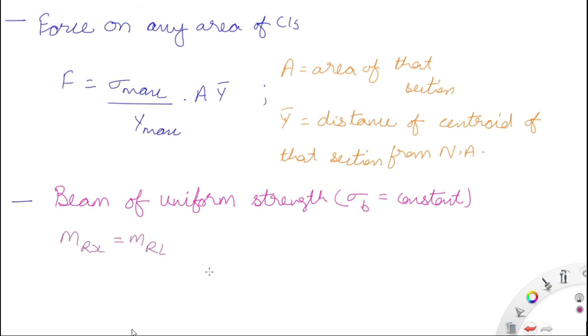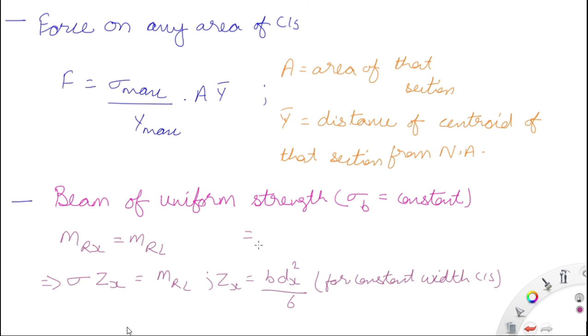Now beam of uniform strength. Okay, so in the beam of uniform strength you will have the same bending stress everywhere. Same bending stress everywhere means bending stress is constant. So moment of resistance at a distance x is equal to moment of resistance at a distance L. So this is the beam of uniform strength. So moment of resistance at a distance x is equal to moment of resistance at a distance L. So sigma into Zx, because sigma is constant, so sigma into Zx is equal to MRL.